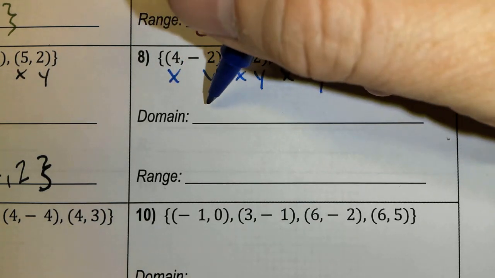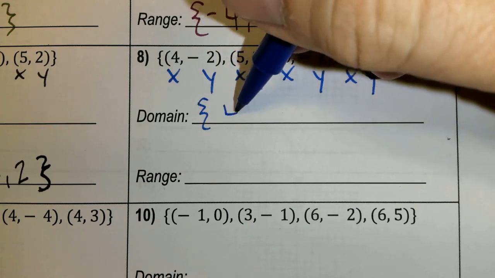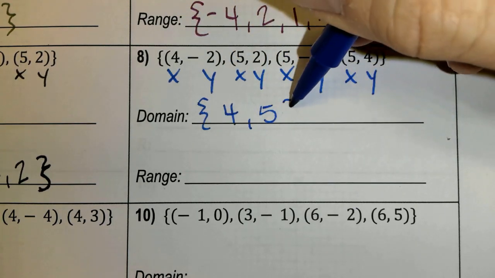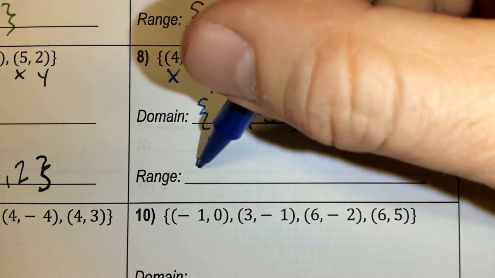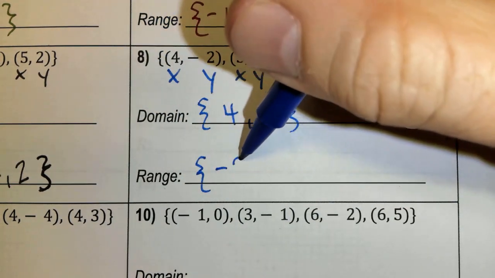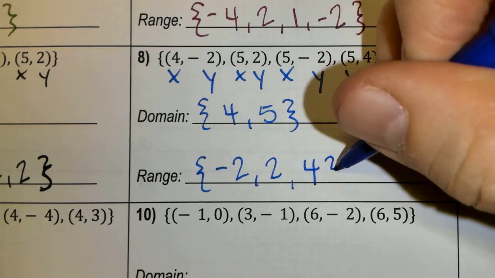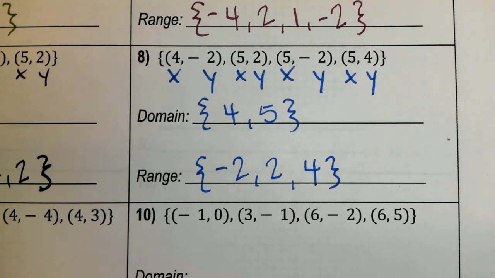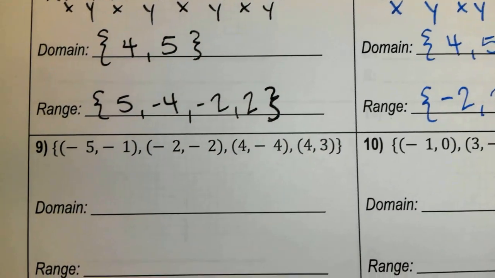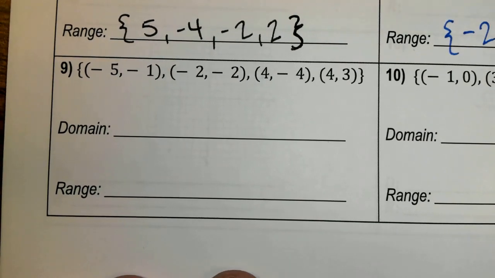Okay. Domain. 4, 5, 5, 5. Oh, so I have 4 and 5. That's it. Range: -2, 2, -2, 4. So -2, 2, and 4. And that's it. And I'm done. See, that's not so bad. I know, I keep getting all these different colors. Makes it easier to differentiate with the problems.